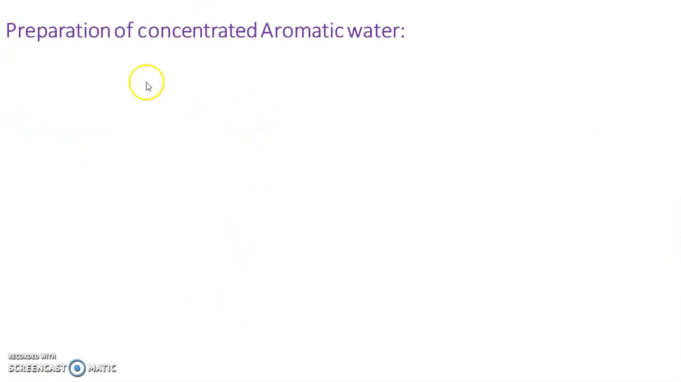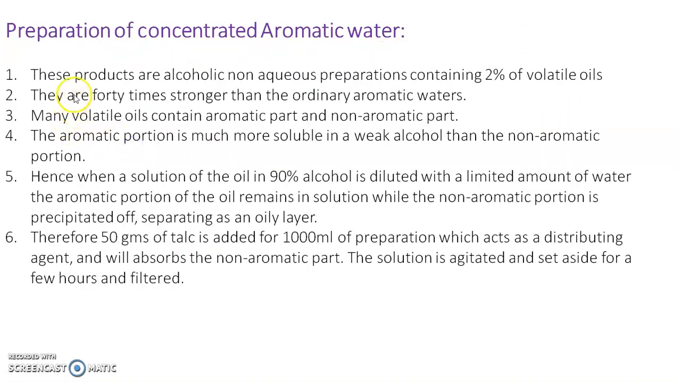Before entering the laboratory, we have to know about the preparation of concentrated aromatic waters, how aromatic waters are prepared in concentrated forms. These products are alcoholic, non-aqueous preparations containing 2% of the volatile oils. They are 40 times stronger than the ordinary aromatic waters. Many volatile oils contain an aromatic part and a non-aromatic part. The aromatic portion is much more soluble in weak alcohol than the non-aromatic portion.